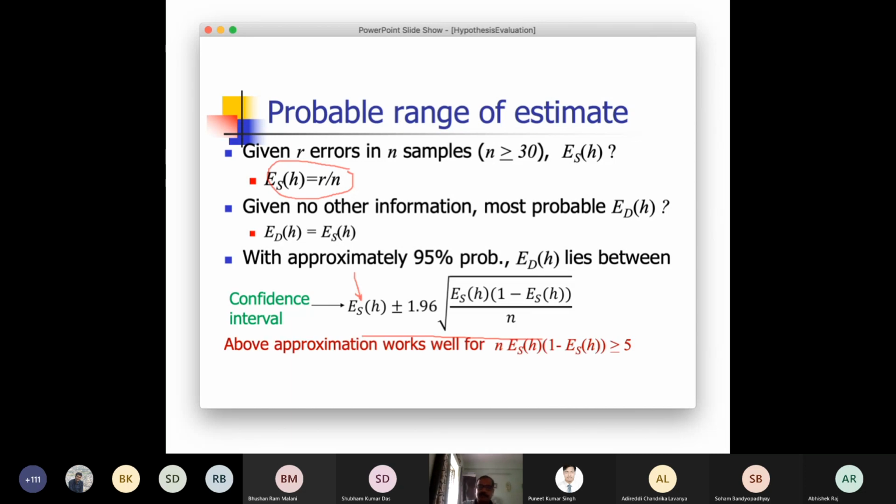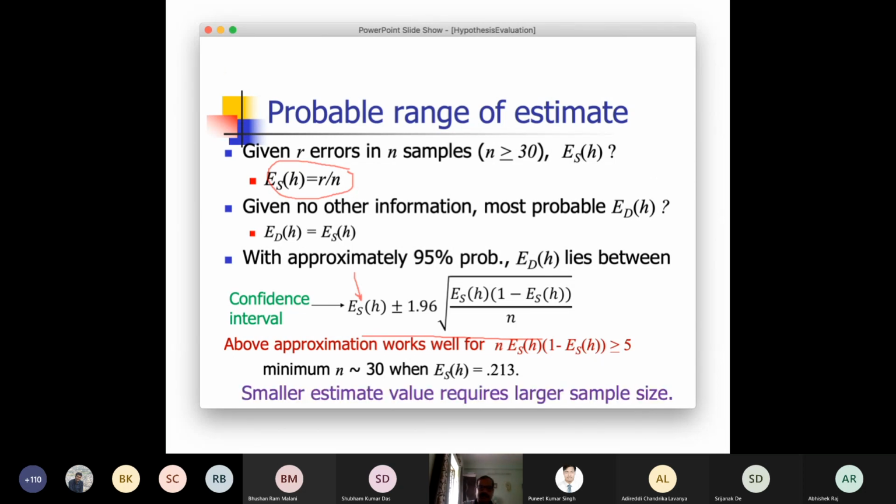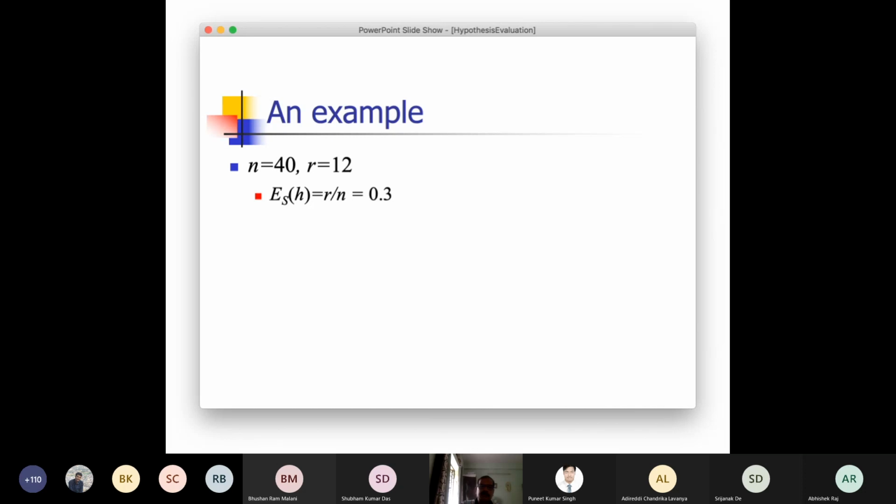There is some reason why it works for values greater than or equal to 5, and the minimum sample size should be 30. These are certain results. So a smaller estimate value requires a larger sample size. This is the reason: if your errors are getting smaller, then for this variability, you should have a larger sample size. Now, let us consider an example.